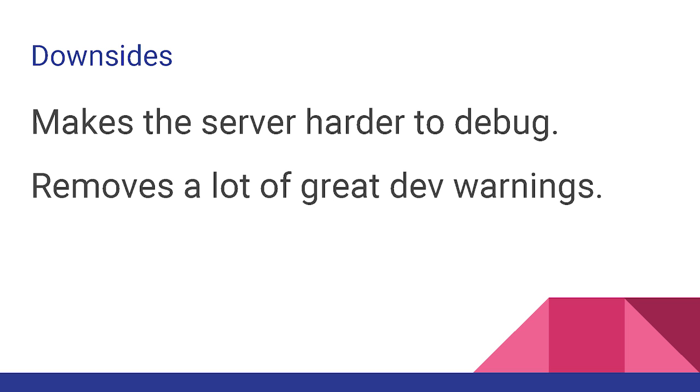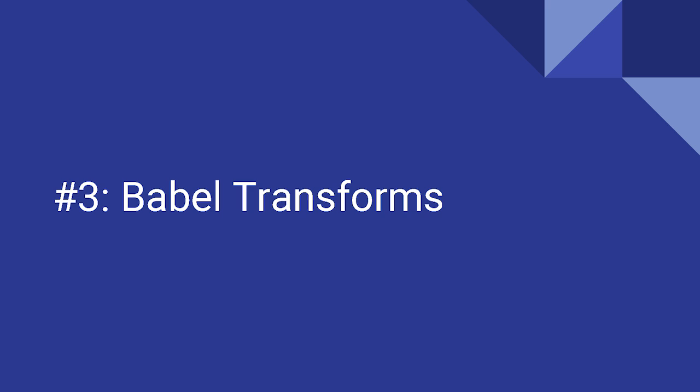Downsides to this: it makes the server harder to debug and removes a lot of great dev warnings. Don't do it in dev, but in production it's pretty good. Third, Babel transforms. So there were 2 Babel transforms. Everyone knows what Babel is, yes? Cool. 2 Babel transforms added in React 14.